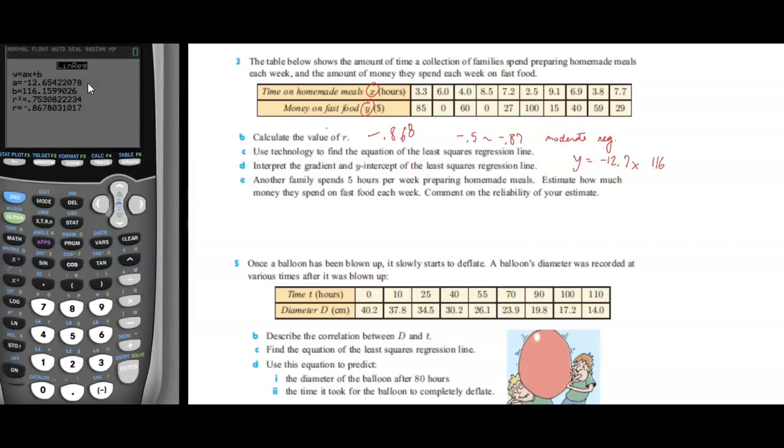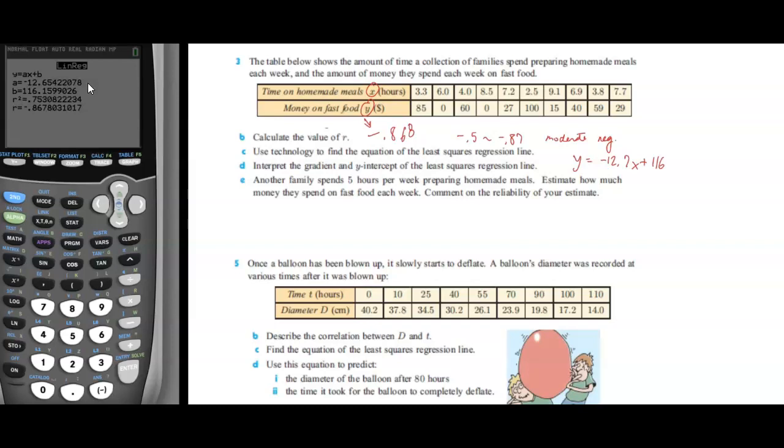Let me just put the plus sign in the middle. Notice that the negative sign on the slope also corresponds to the negative sign here. So when you have a negative R value, your slope value is also negative. All right.